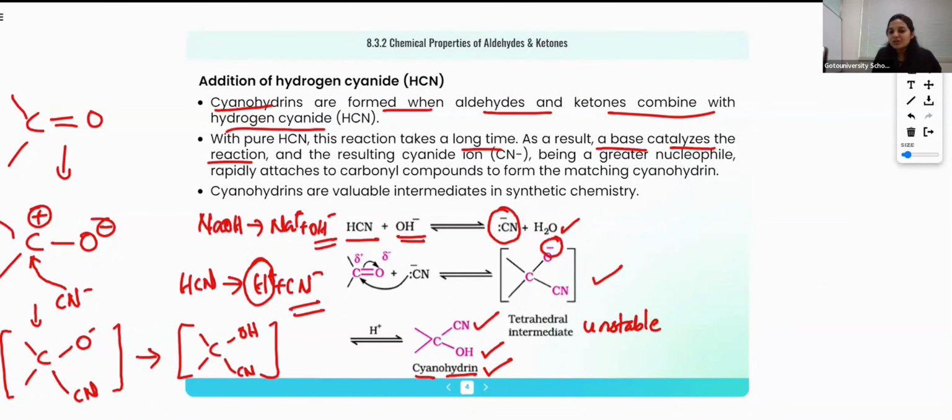Okay, then what is the use of this compound? What is the use of this cyanohydrin? They are valuable intermediates in synthetic chemistry. You know what synthetic chemistry is? Synthesis. We are producing different organic products. They may be a pharmaceutical product, medicinal product, maybe some food products. Understood? So these cyanohydrins can be used as starting material. They can be used as reagent for different products. So they have wide usage in synthetic chemistry.